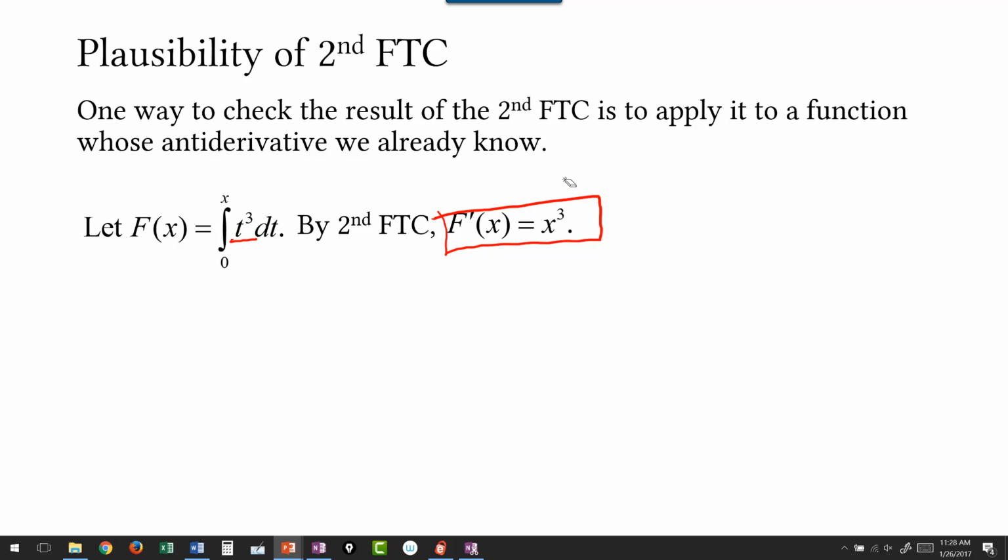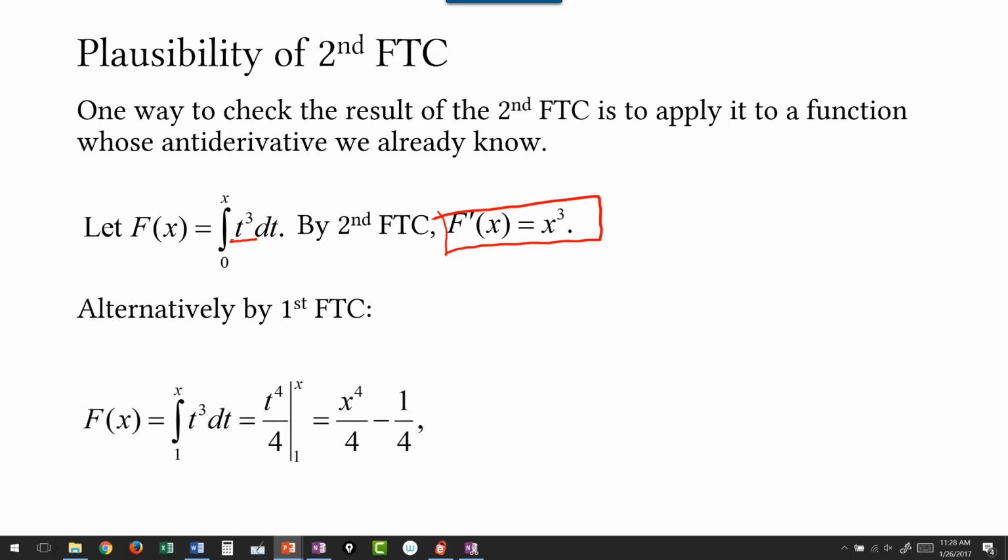So we can check this result when we actually can find an antiderivative for the function that's being integrated. In this case, we can because we're integrating t cubed. That allows us to actually apply the first fundamental theorem of calculus. And if we do, we see we can actually write down an explicit formula for capital F of x. So capital F of x turns out just to be x to the fourth over 4 minus 1/4.